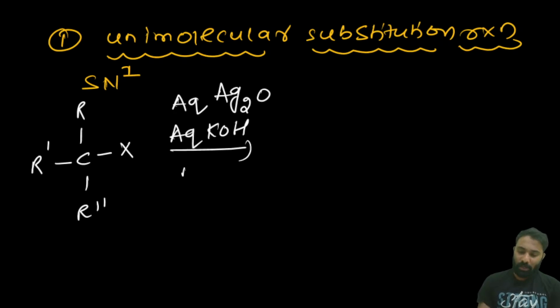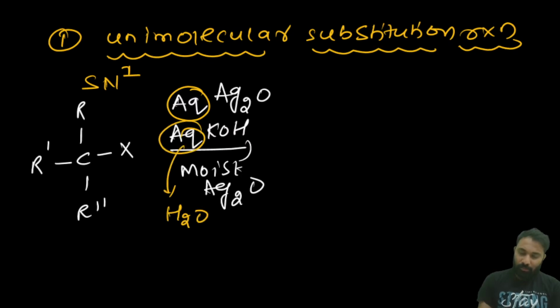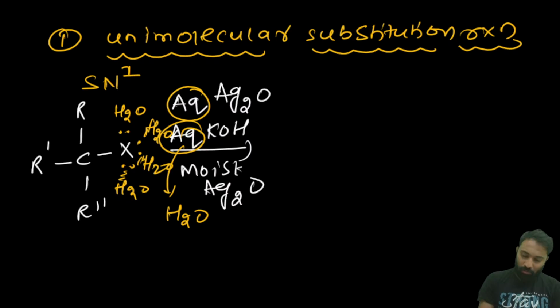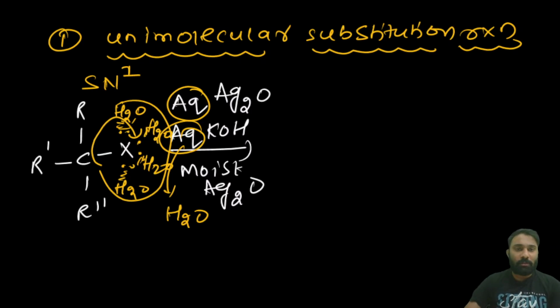And moist Ag2O. These are the reagents that we are going to use. Aqueous is nothing but H2O. Now, this chlorine, being more electronegative, will form a bond with the H2O. As I already said, a polar protic solvent will solvate the anion also. When the anion is surrounded by H2O, energy is released, and that energy will be utilized by this bond.